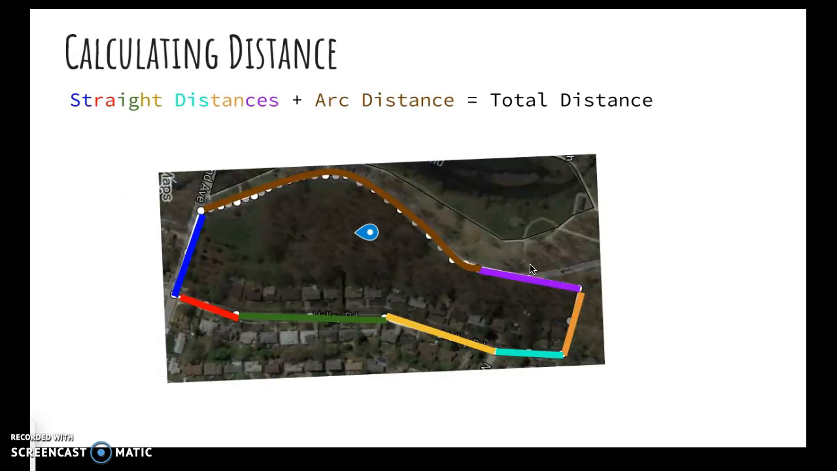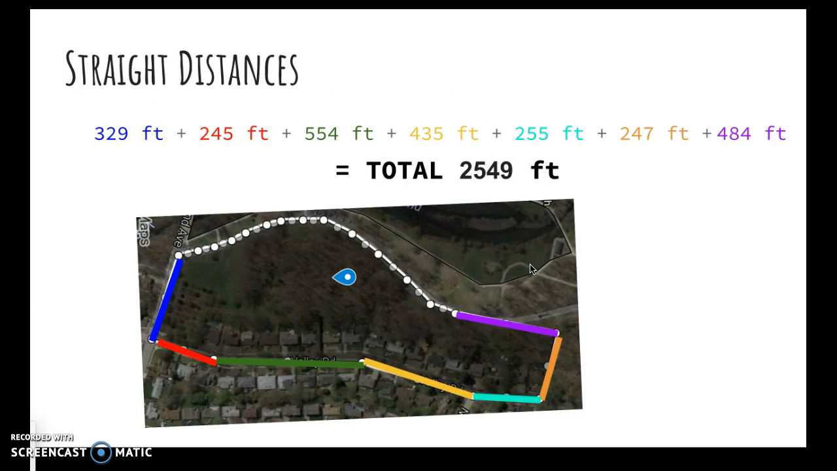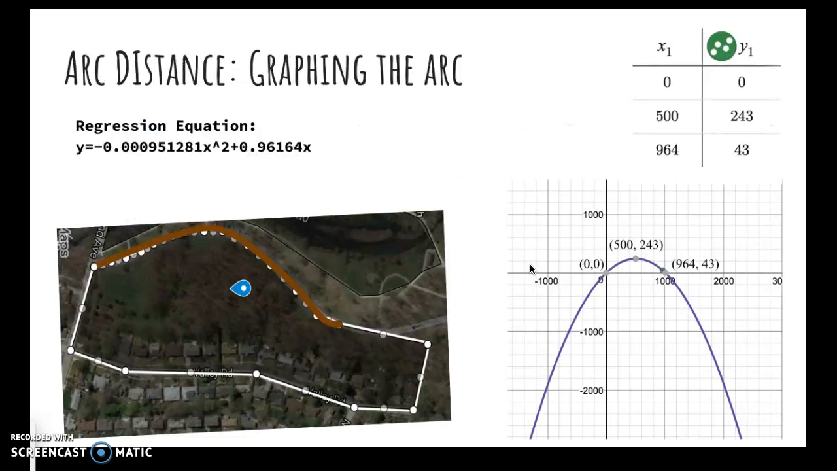So, in order to find out the distance around 1 lap, I had to calculate the straight distances added together plus the arc distance, and I've color-coded them here in order to find the total distance. So when finding the straight distance, I used the measuring tool in the Google Maps application, and I color-coded the distances for each of the straight lengths around this path. And I found that all of the straight lengths added together leads to a total of about 2,549 feet.